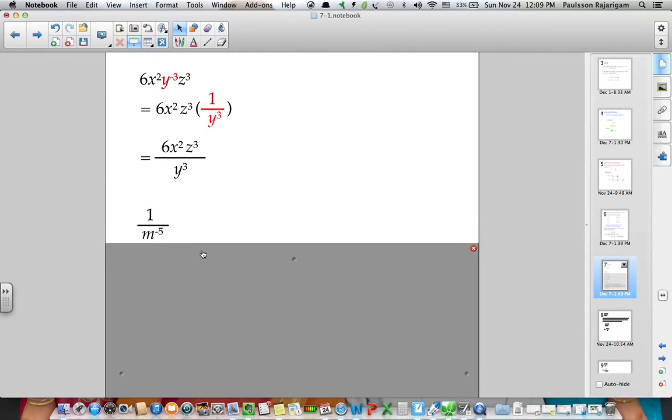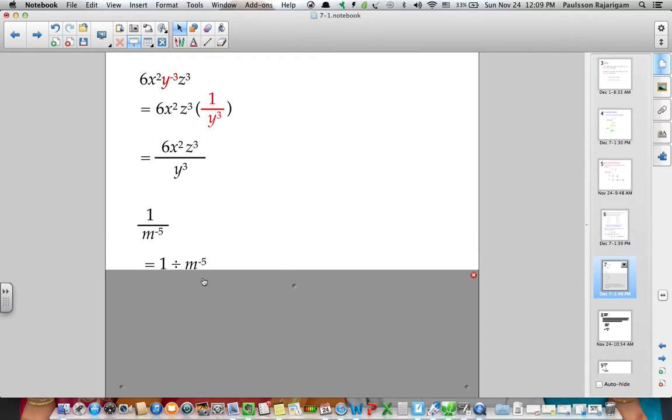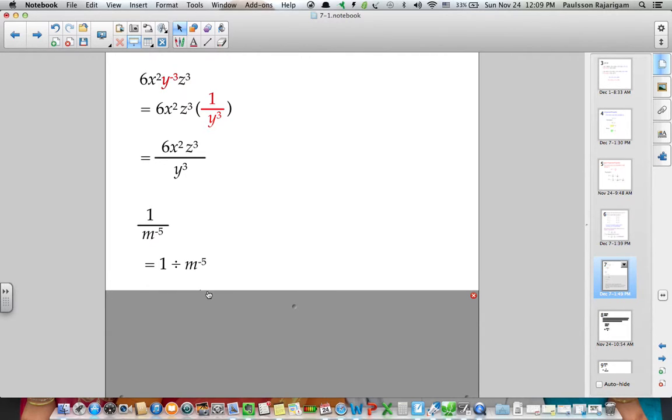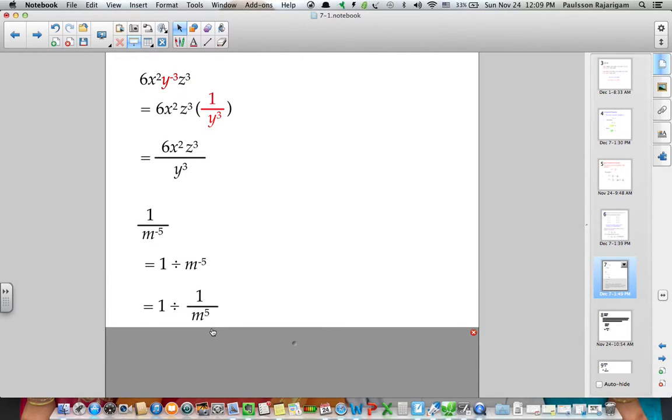What about this? 1 over m to the power of negative 5. Here you have a negative 5 exponent in the denominator. What happens here? So I'm going to write this as a division problem. 1 divided by m to the power of negative 5. Now the moment you see m to the negative 5, you know what to do with it. So you're going to write it as 1 divided by 1 over m to the 5th.